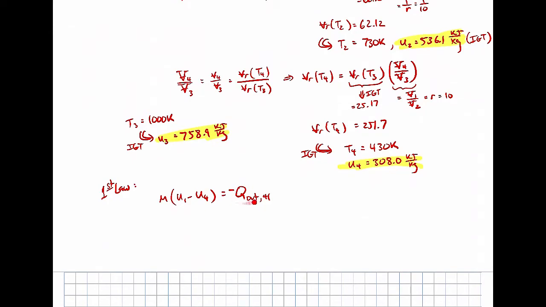And then the only other thing is I wrote it in terms of Q out rather than Q in, so that's why I have a negative here, Q out, just because I know the heat's going to be going out. So I can plug in my values for U1, U4, I'm given the mass, and then I can solve for Q out. So when I solve for that, ultimately that value comes out to be, let's see if I've got it written down here. I know I've worked it out.